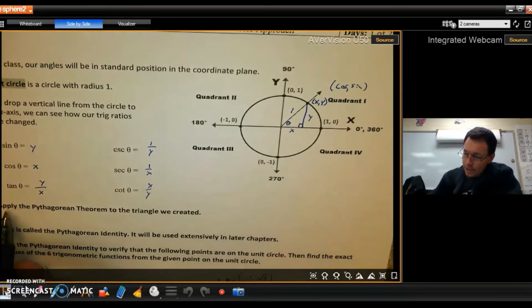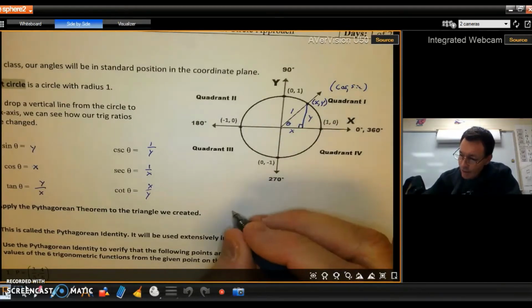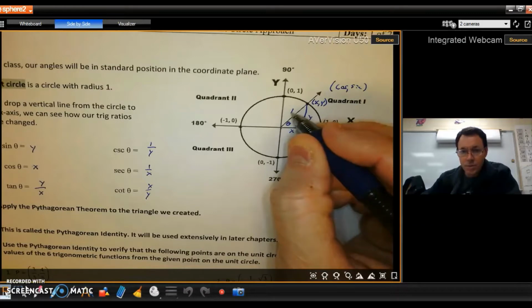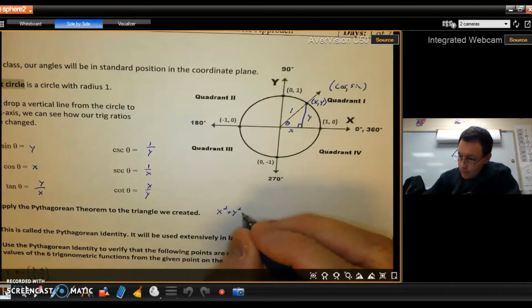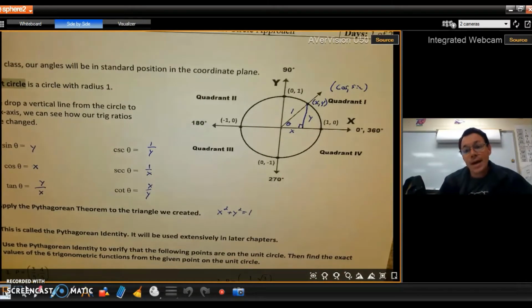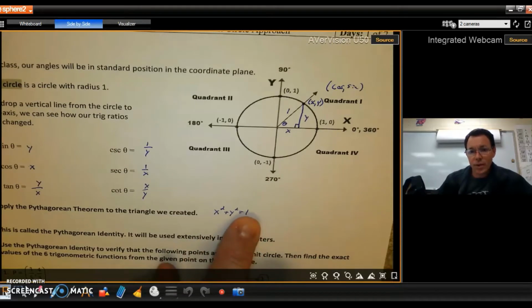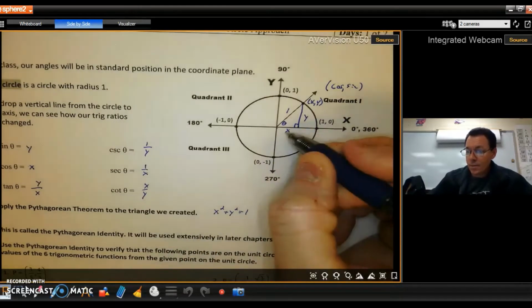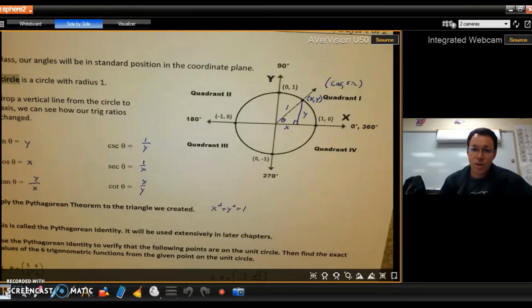Okay? So I've got this triangle. If you look, it says right here, apply the Pythagorean theorem. Well, the Pythagorean theorem would just say that x squared plus y squared equals 1 squared, or 1. Okay? X squared plus y squared equals 1. That is something we actually saw first semester. That is the equation of a circle centered at the origin. You don't have an x minus h or a y minus k because it's centered at the origin. And then that's your radius squared over there, which in this case is just 1. Okay, so this is the Pythagorean theorem of a triangle, and it's also the equation of a circle.